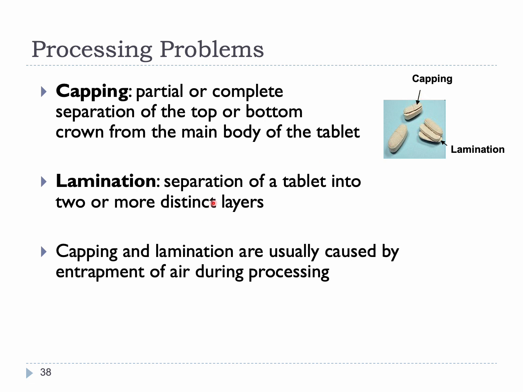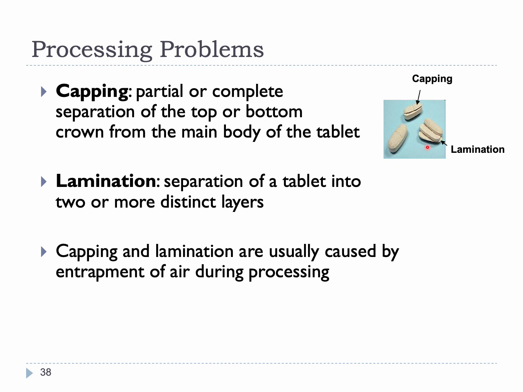Lamination is the separation of tablets into two or more distinct layers. Capping only happens with partial or complete separation from the top, but lamination can create several layers. Capping and lamination are usually caused by entrapment of air during processing.